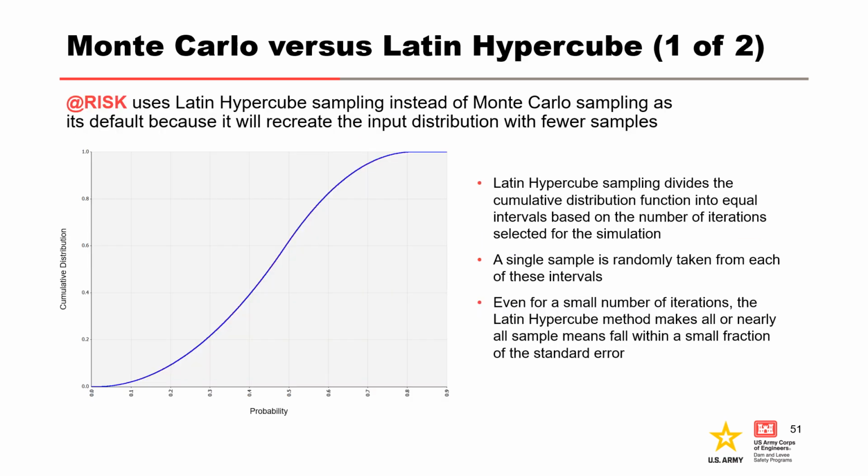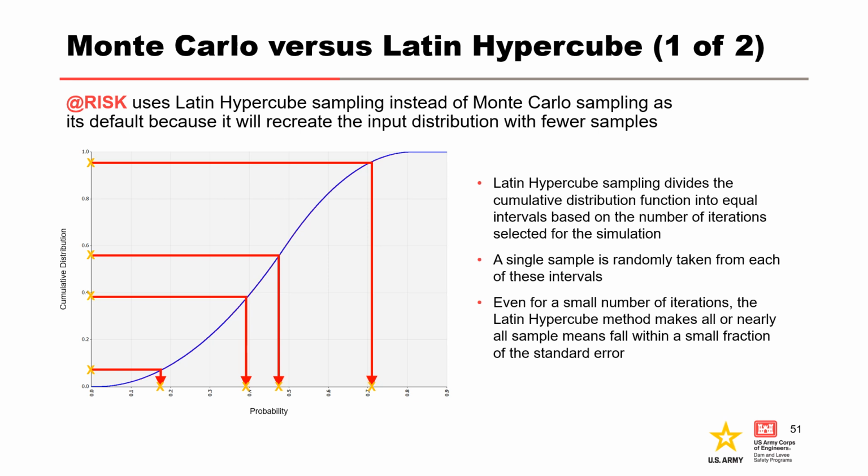Another sampling method is Latin hypercube, which is the default method used by @RISK. This method will recreate the input distribution with fewer samples than it will take for Monte Carlo sampling. Latin hypercube sampling divides the cumulative distribution function into equal intervals based on the number of iterations selected for the simulation. Let's say we wanted to do 4 iterations. This sampling method will split the CDF into 4 even intervals. Then a single sample is randomly selected from each of these intervals. As a result, even for a small number of iterations, the Latin hypercube method makes all or nearly all sample means fall within a small fraction of the standard error.